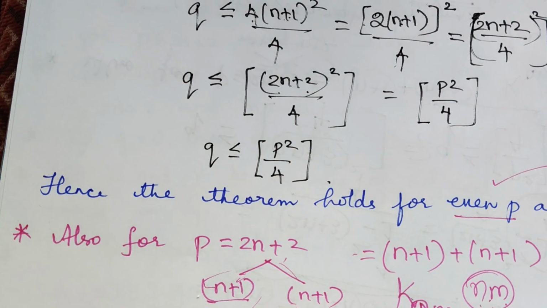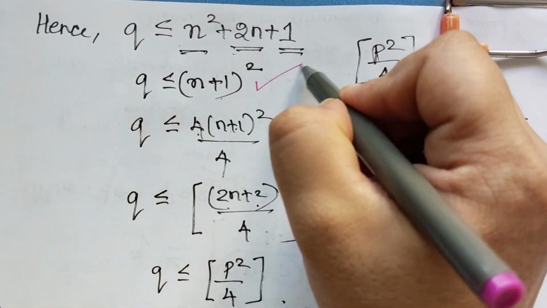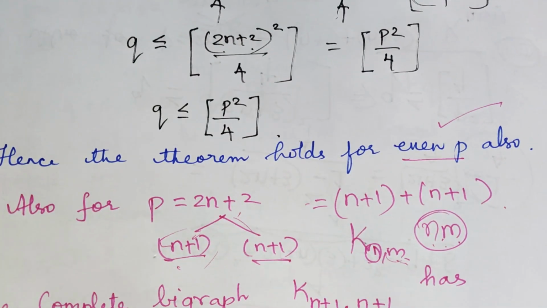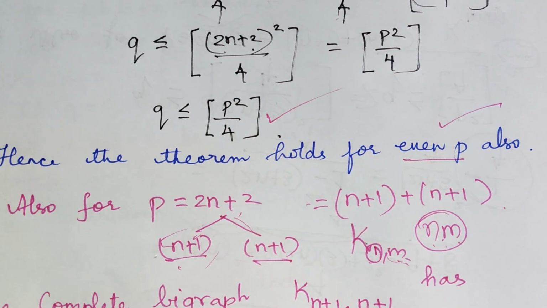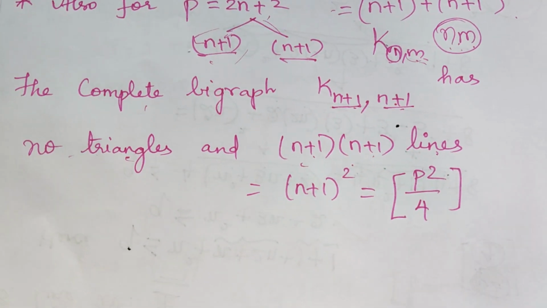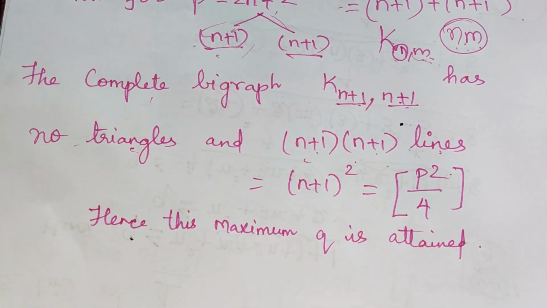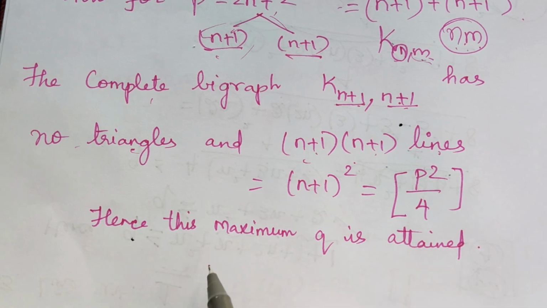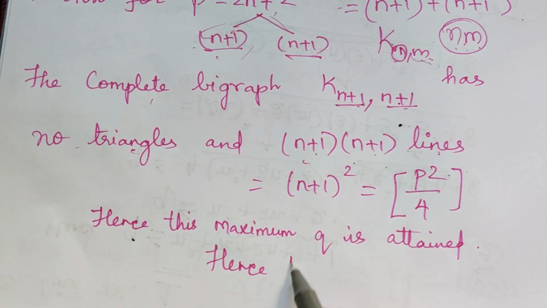And obviously we have already proved that it is equal to integral part of p square by 4. Just now we proved it here, because when it came as n plus 1 the whole square, we have proved that it is the integral part of p square by 4. And so here also it holds. Hence this maximum q is attained. So hence we have proved this theorem.